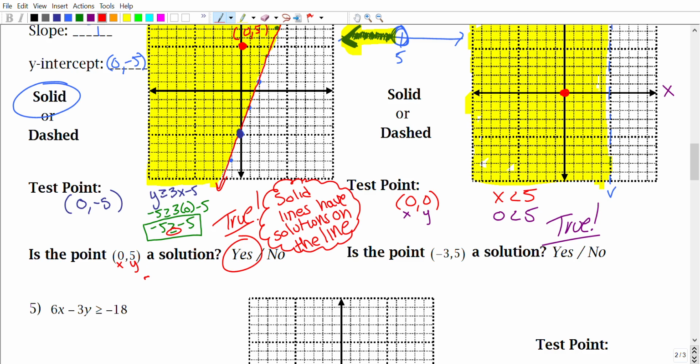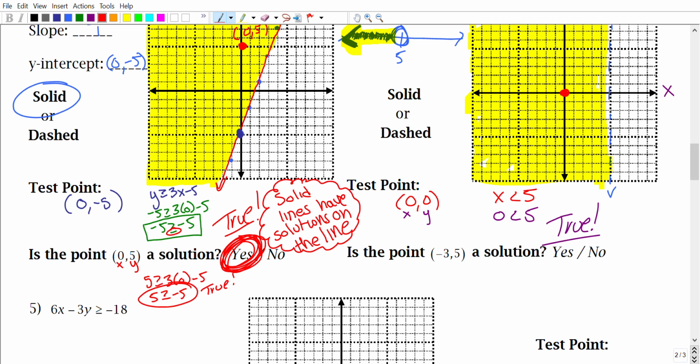So I have 5 is greater than or equal to 3 minus 5. Is this statement right here true? Yes, it is. It is true. 5 is definitely greater than or equal to negative 5. So yes, once again, not only did I tell that it was a solution because it was in the yellow region that I shaded, but even after testing it out, it gave me a true solution.